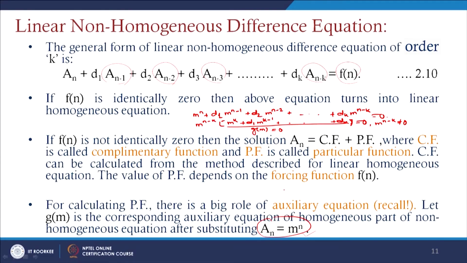Our solution is written in the form a_n equals m to the power n. Whatever the order of this equation, it will involve the same number of arbitrary constants, and the complementary function also involves them. So the solution can be written as the complementary function: alpha_1 m_1 to the power n, alpha_2 m_2 to the power n, and likewise, since it generates a polynomial of degree k, alpha_k m_k to the power n is the complementary function.